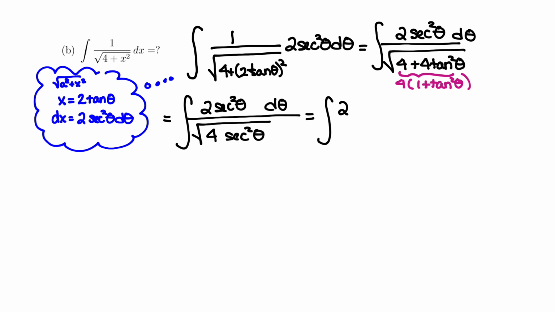Maddie, you're looking at it. I think you got this far. Check me and make sure I'm good here. Did you get 2 secant theta when you did that, and then you canceled down? And what did you get an integral of? Just secant.